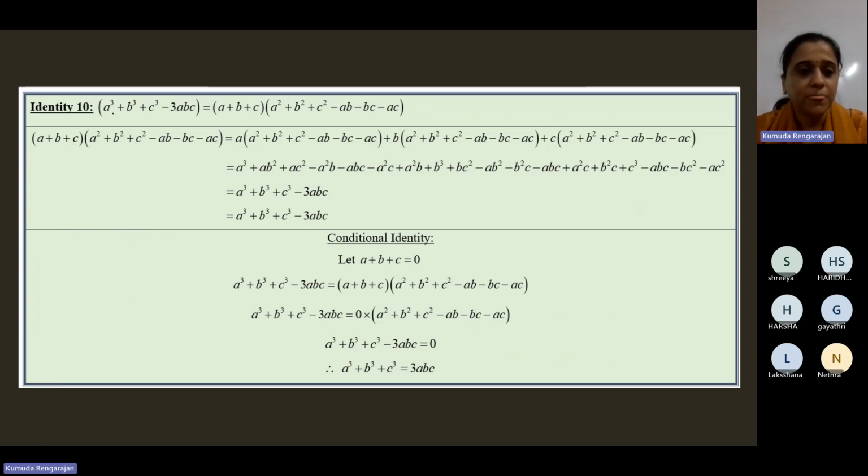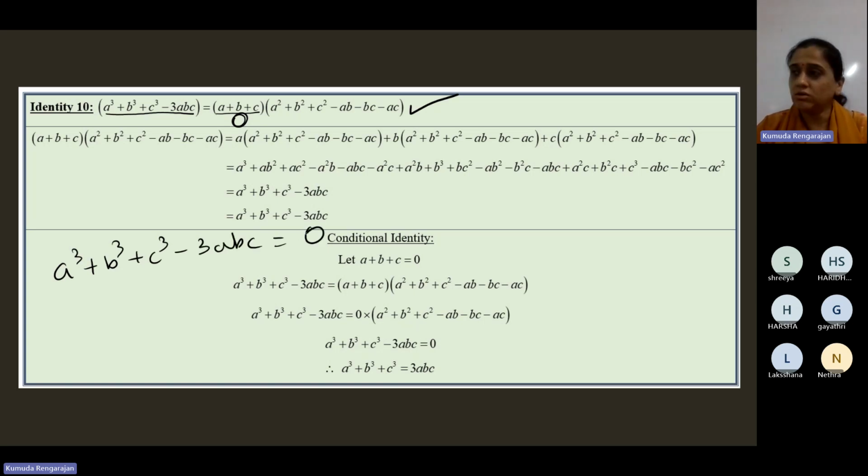See, I'll repeat. We know this identity now. In this identity, if the value of a plus b plus c is 0, then we have a cube plus b cube plus c cube minus 3abc is equal to 0, because 0 into anything is 0. Now that we have a cube plus b cube plus c cube minus 3abc is equal to 0, when you transpose, we have a cube plus b cube plus c cube is equal to 3abc, moving minus 3abc to the other side as plus 3abc.